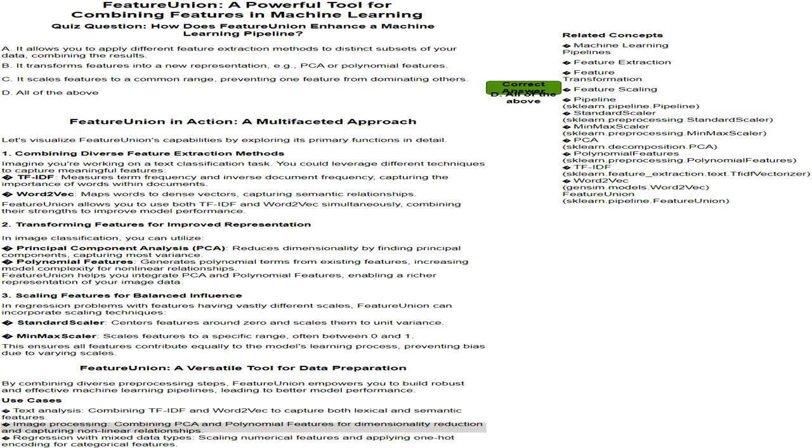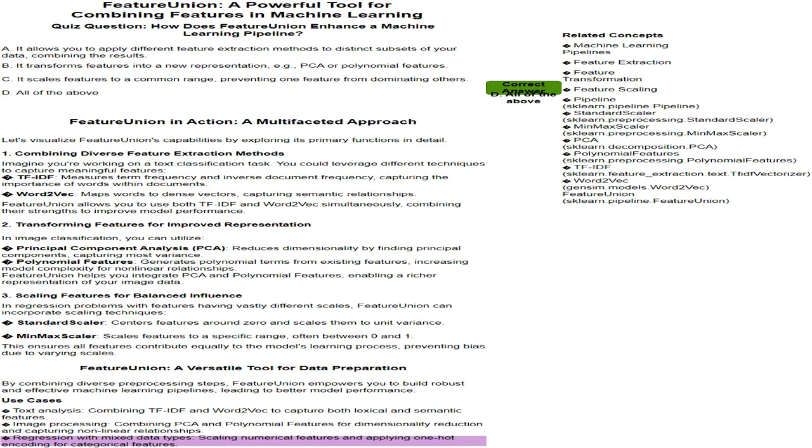Image processing, combining PCA and polynomial features for dimensionality reduction and capturing nonlinear relationships. Image classification of medical scans. Feature union can be used to combine PCA, which reduces the dimensionality of the image data, with polynomial features, which can capture complex relationships between pixels. This combined representation can improve the accuracy of image classification models, leading to more reliable diagnoses.